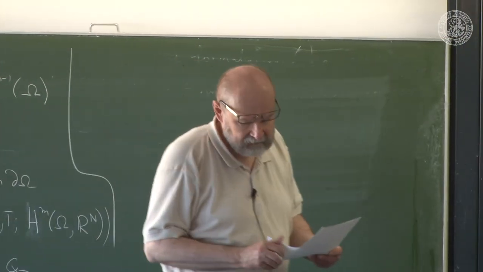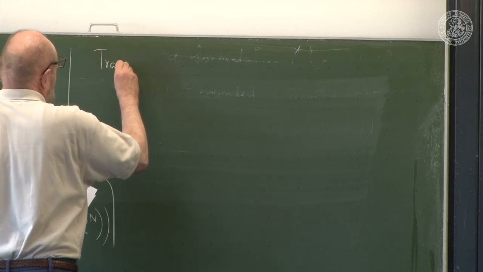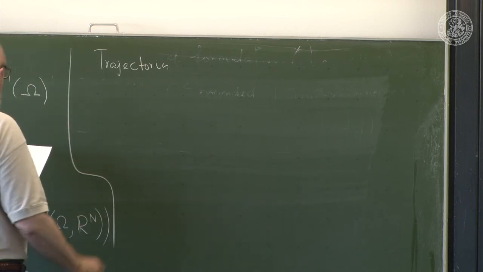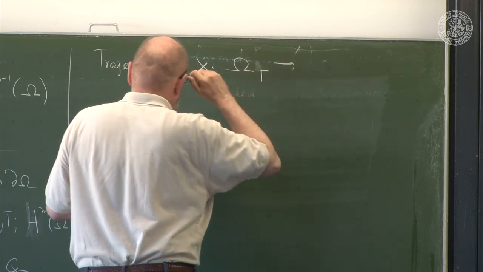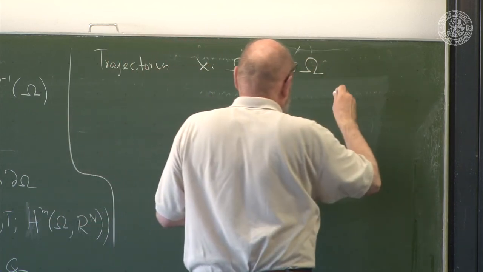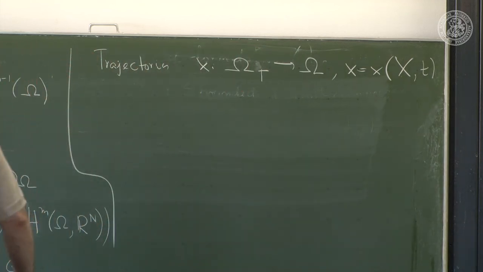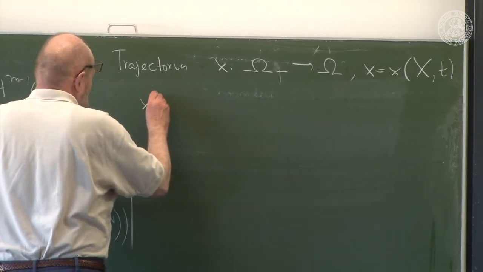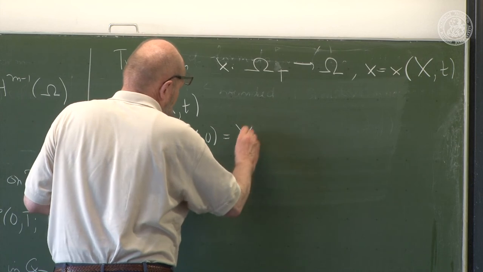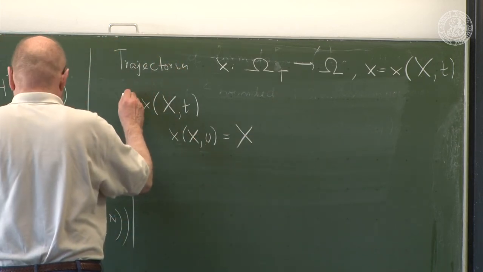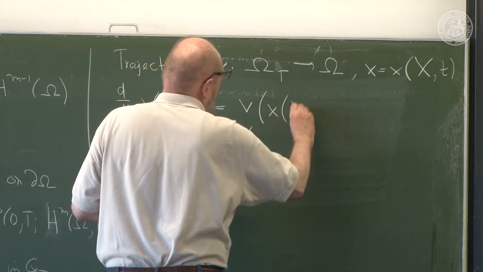And we do the following. We have the trajectories. That is, we have, so to speak, paths from omega t going to omega. That is, we have x is something like x of a capital X. That's where we started. It's basically what we did, looking at the Eulerian and Lagrangian coordinates. And what we do is we monitor what this initial point does. Initially we start at this material point capital X, and now we see what happens with this material point under the action of this velocity field which we have.